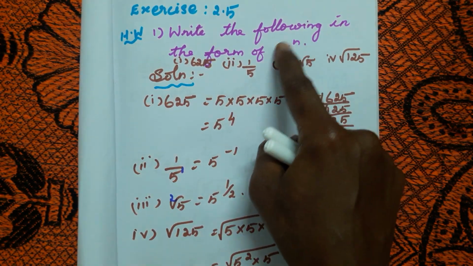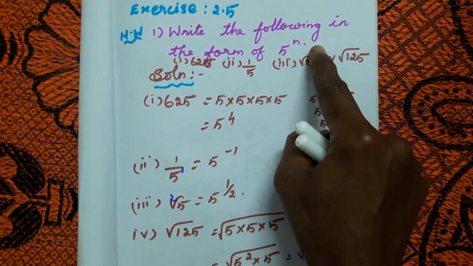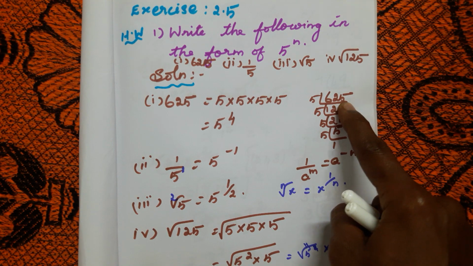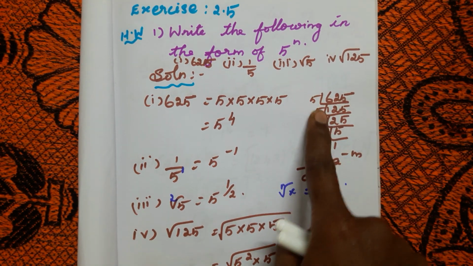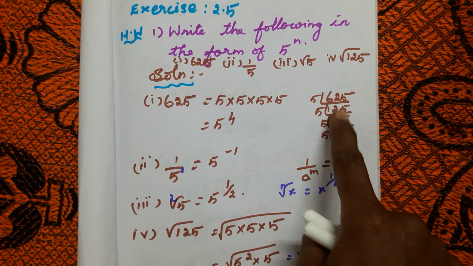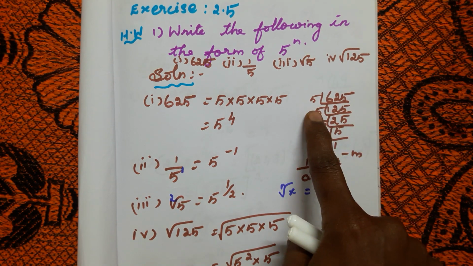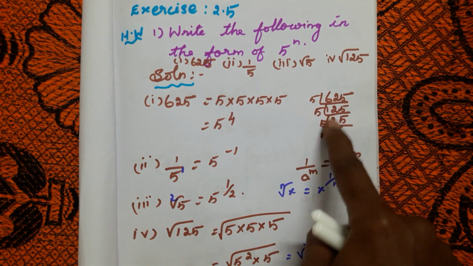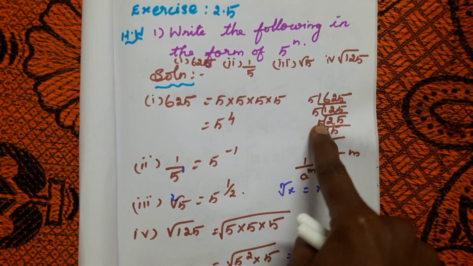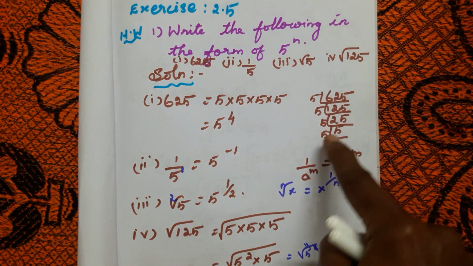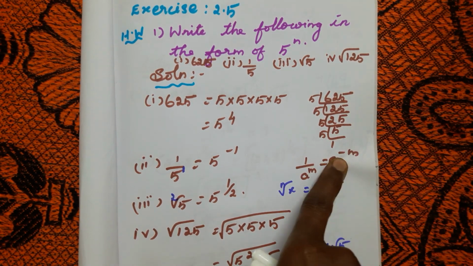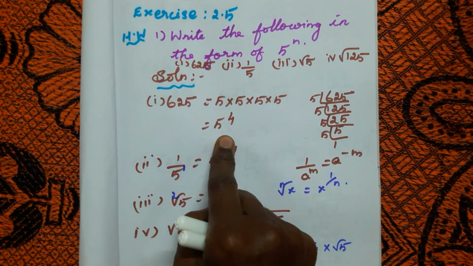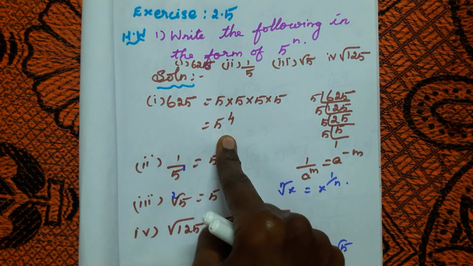625, we have to convert into 5 power n. Factorize 625. We can factorize with the 5 table. So 5 table factorizing gives 125. Again 5 table, 5 5s are 25. Again 5 table, 5 5s are 25. Again 5 table, 1 5 is 5. So 5 into 5 into 5 into 5 is equal to 5 power 4.